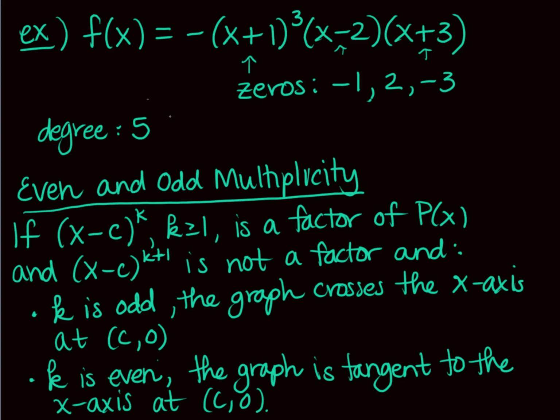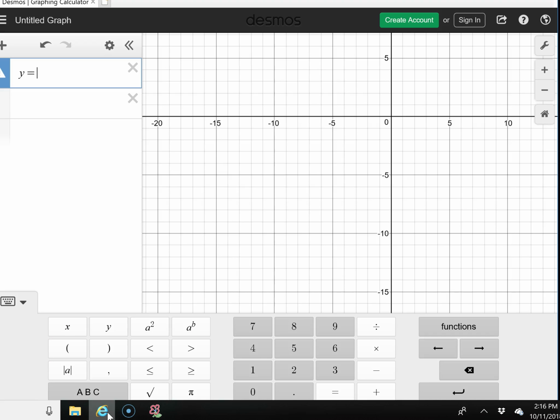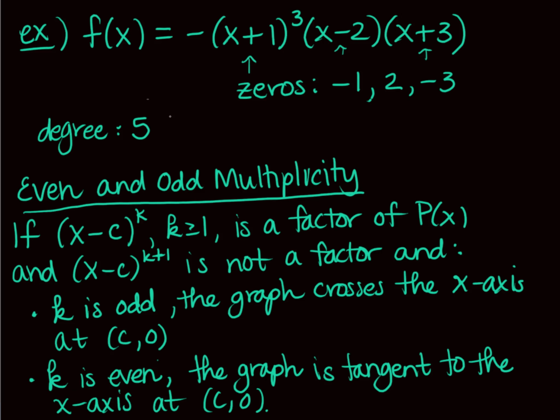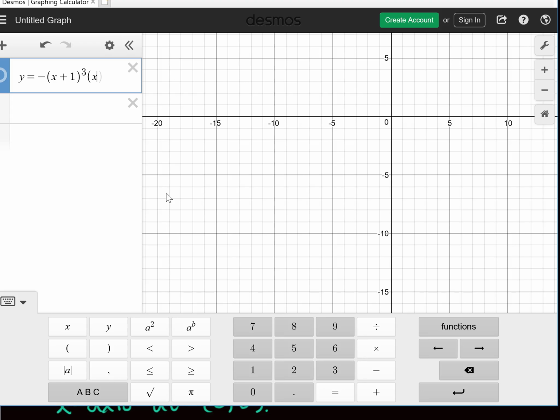So I believe we had a negative of x plus 1 cubed and x minus 2. So negative of x plus 1, cubed, times x plus 2, was it? Oh, I already forgot. That's so sad. x minus 2 and x plus 3. Okay, so this is what we mean by multiplicity.